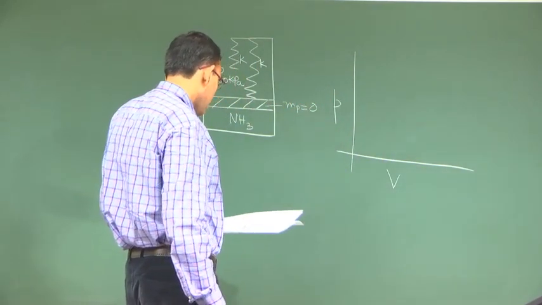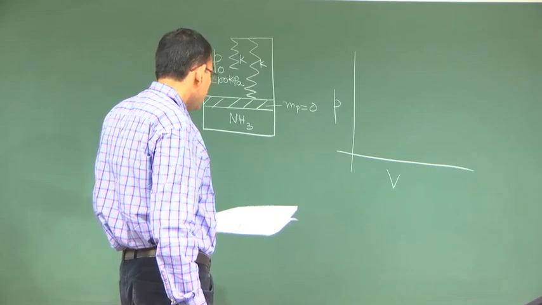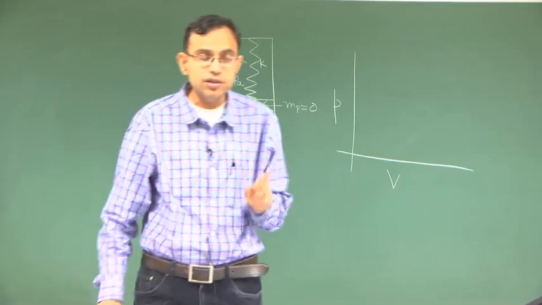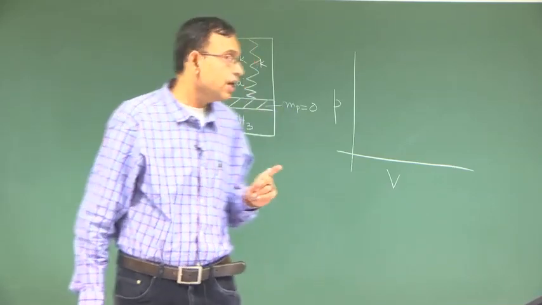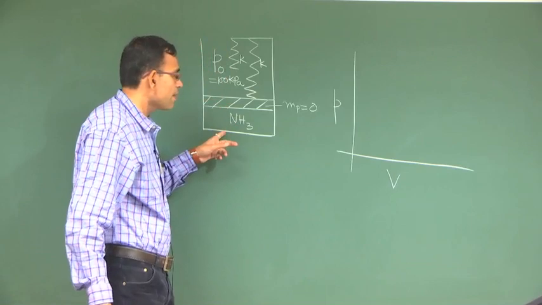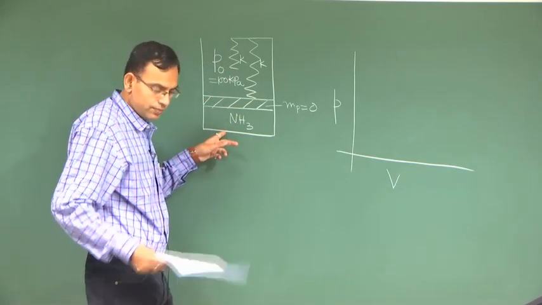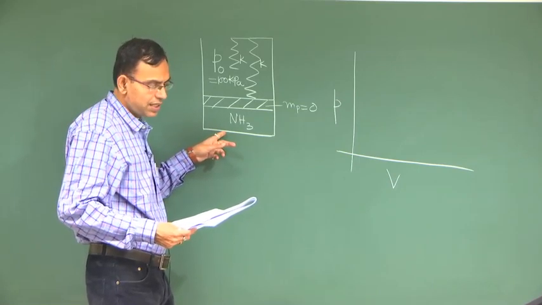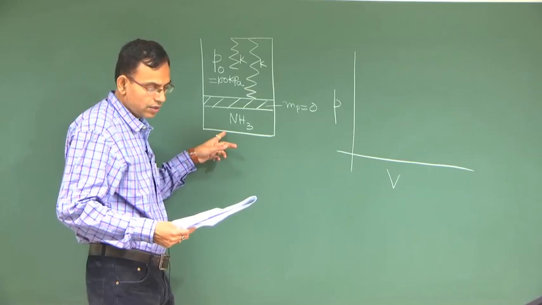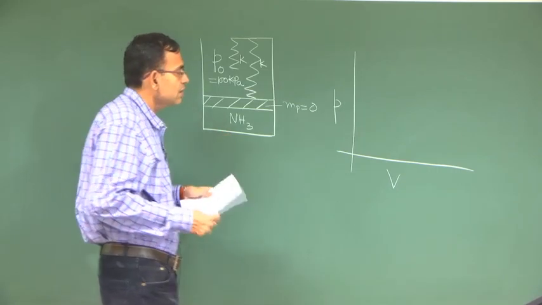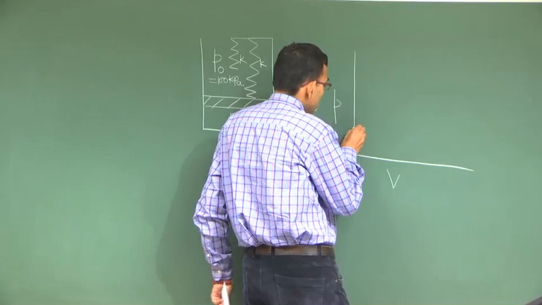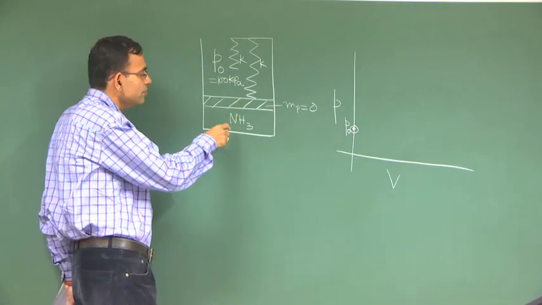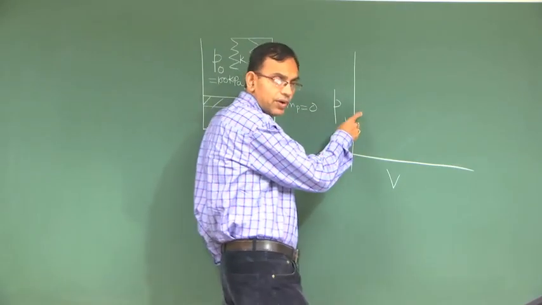The first thing given is that if the piston is at the bottom, this is a hypothetical, not really that it is actually at the bottom. If the piston is at the bottom, meaning the volume is 0, then both the springs are relaxed, that means there is no spring force and therefore pressure will be equal to P0. So, this is again a hypothetical point.